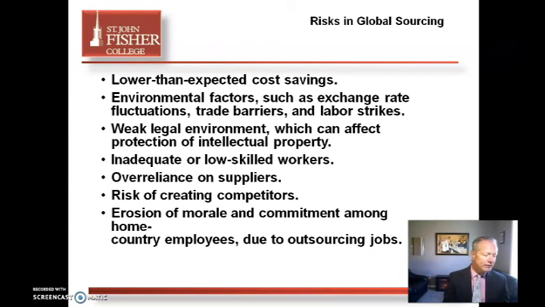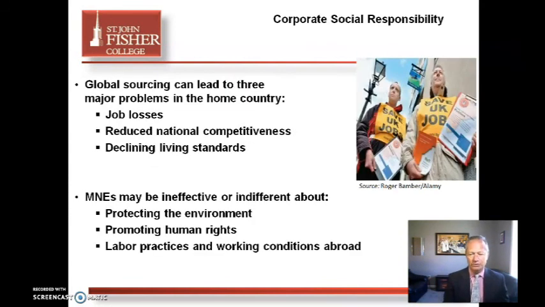You've got to look at the legal environment. Are they just going to reverse engineer what you've done? You've got to take a look also at the political climate. Are they going to seize your operations? You've got to take a look at your competitors over there. All of these things are huge risks in global sourcing. And that leads us to corporate social responsibility.